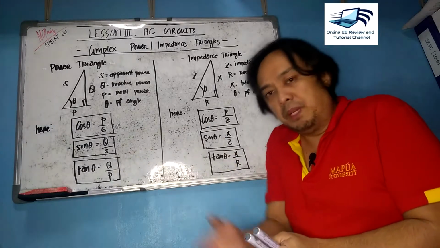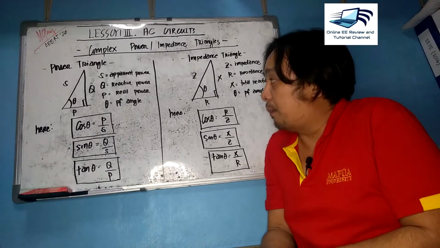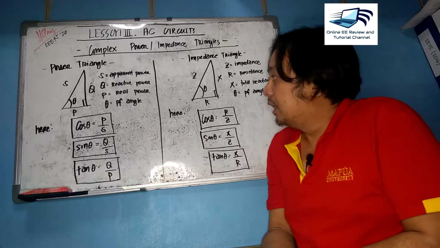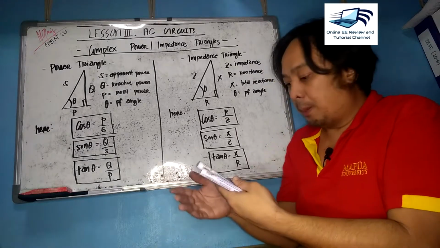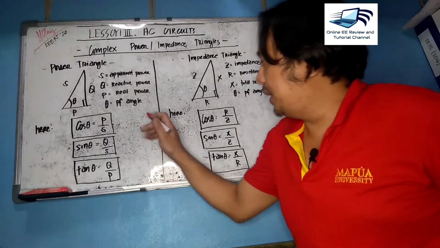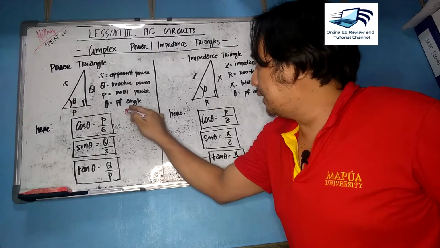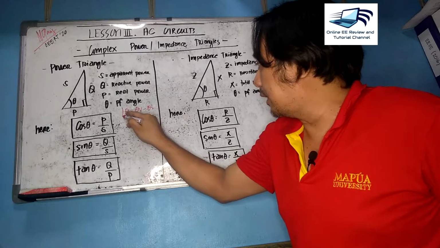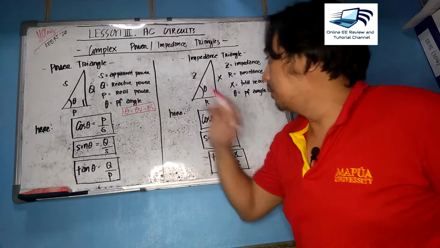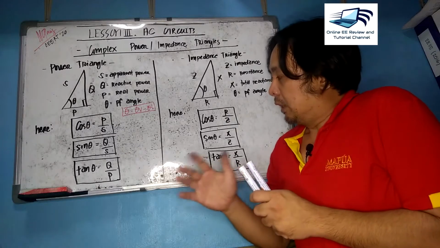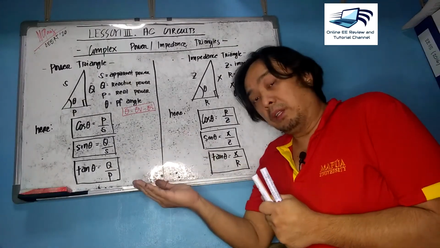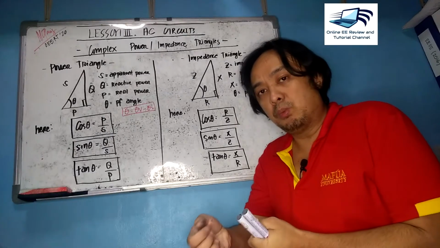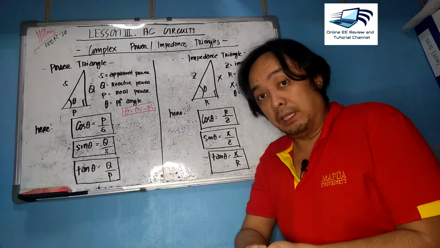As we have discussed in the previous lessons, S is apparent power, Q is reactive power, P is the real power, and the angle is the power factor angle. In other words, your angle theta here is the difference between the voltage and current angles. Now, this is a right triangle, and by using the Pythagorean theorem, we can get some parameters which are very important in terms of the angle theta.